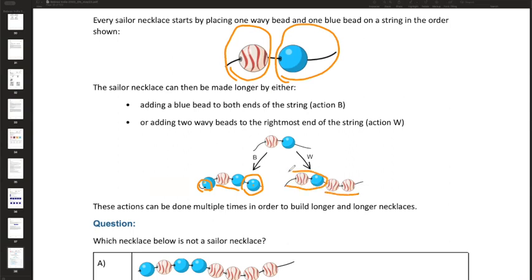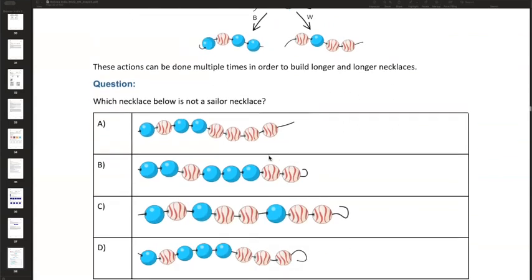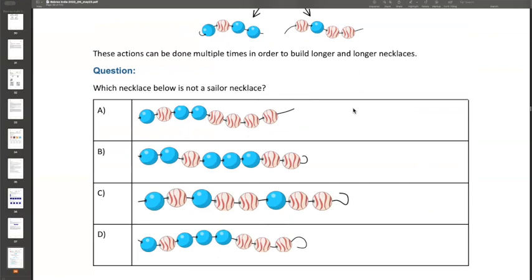So this is the original pattern, and then you add two wavy beads right on the right of the string. So everybody understanding this? The question now is which of these does not follow the rules?